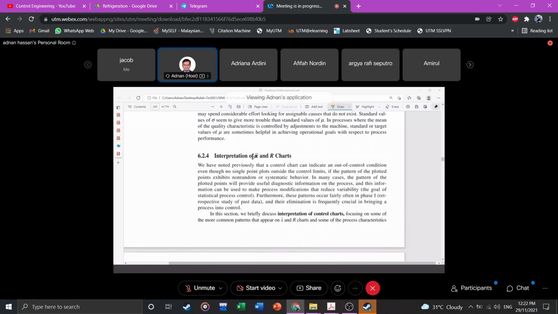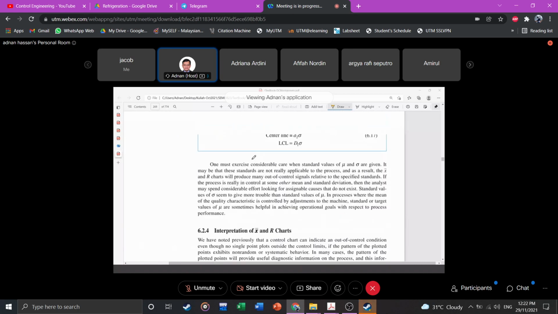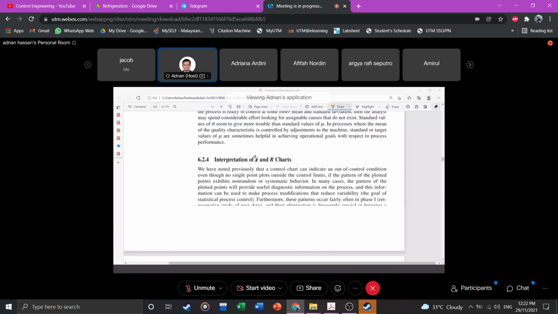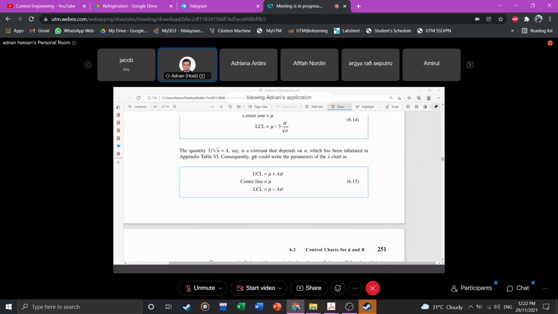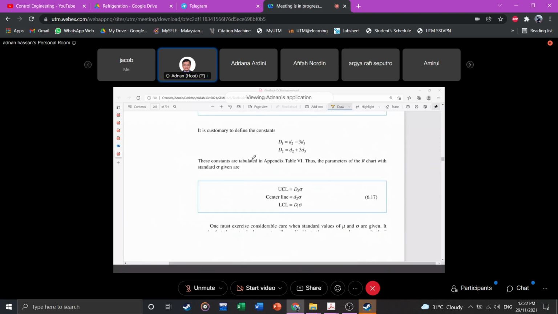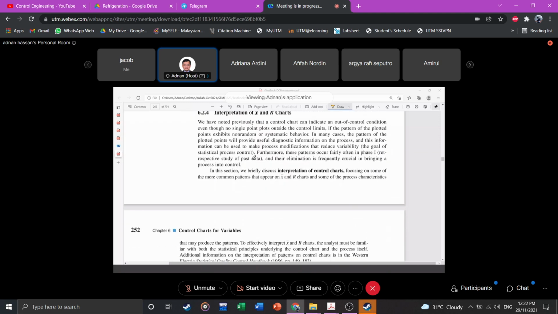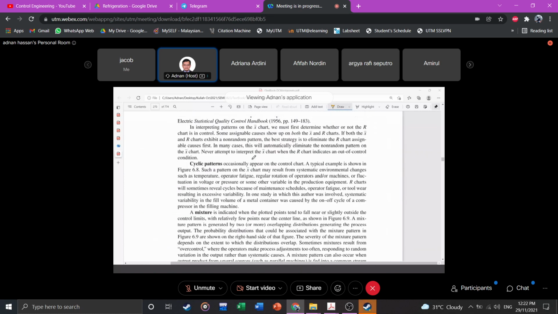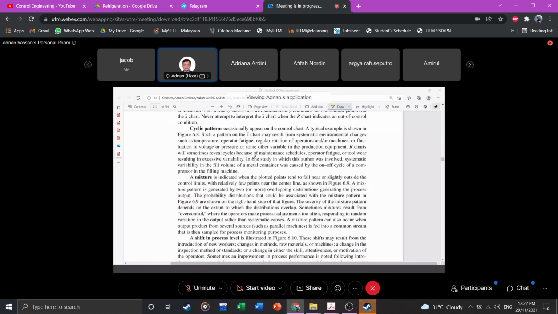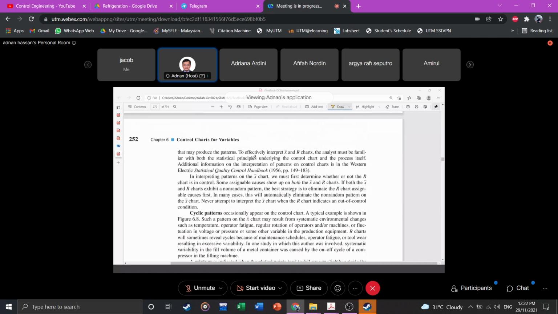Before I move to individual, I need to emphasize this again: please read the e-books. You already have all these e-books. Interpretation of X bar and R chart. Let me highlight these patterns in the control chart.